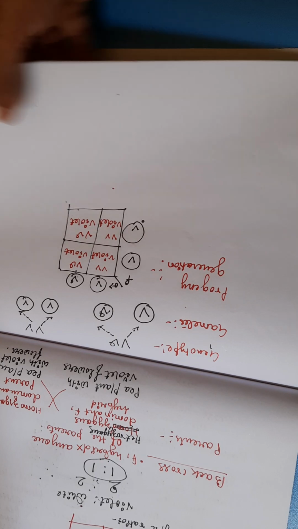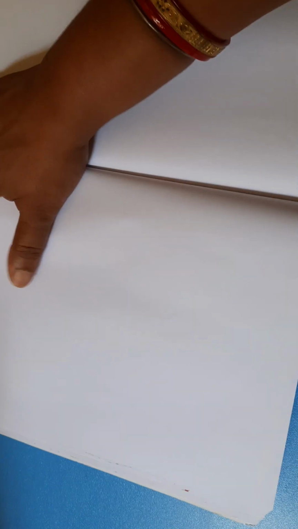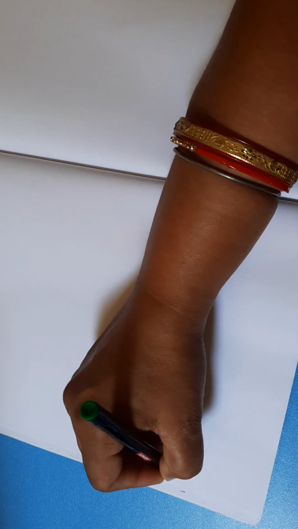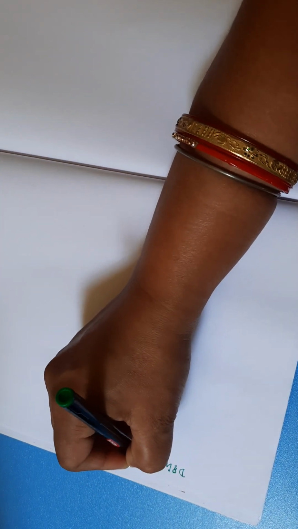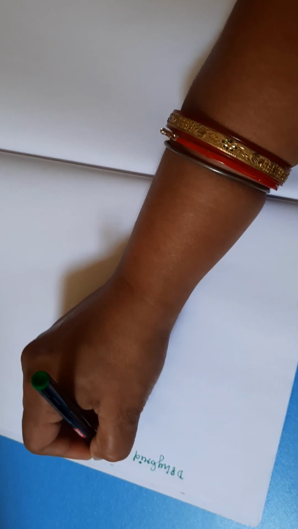Now let us work out a dihybrid test cross. The definition will remain the same: it is the cross carried out between the F1 hybrid and the homozygous recessive parent, but it will be for the dihybrid cross. So, dihybrid test cross.